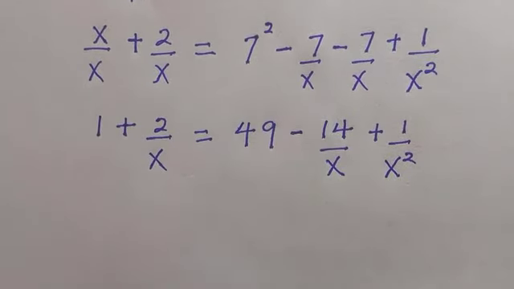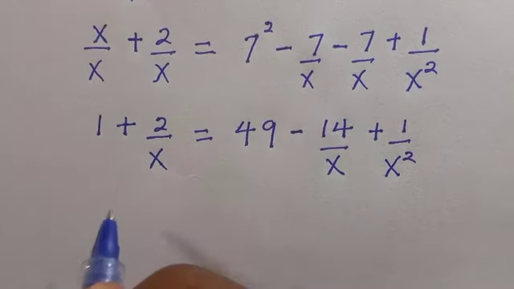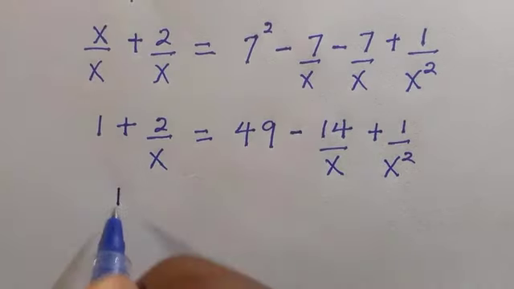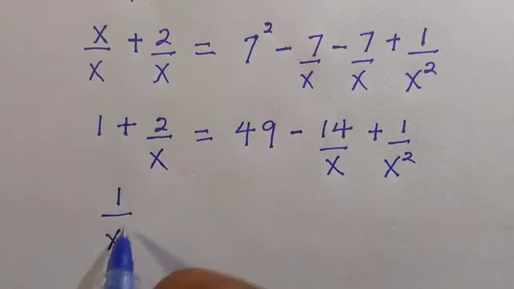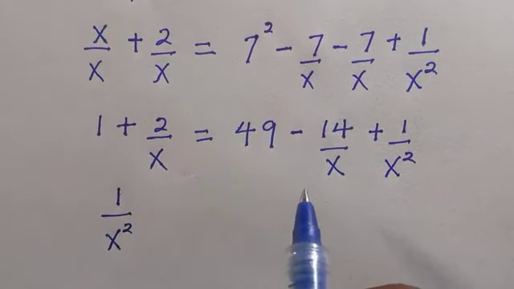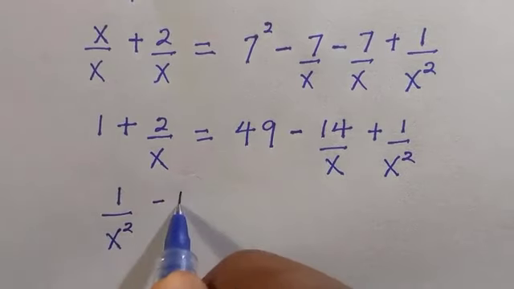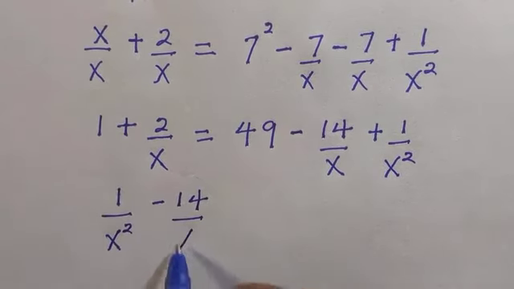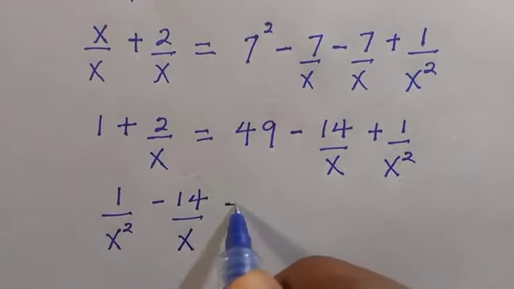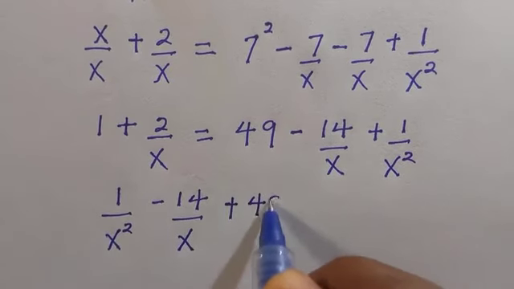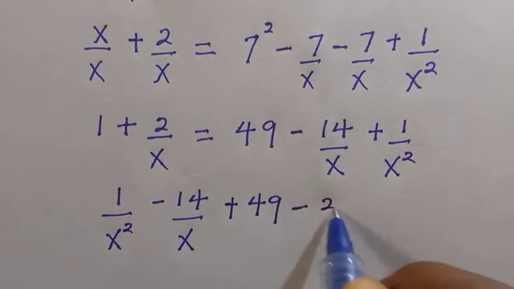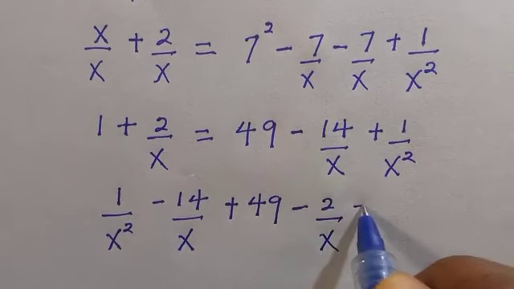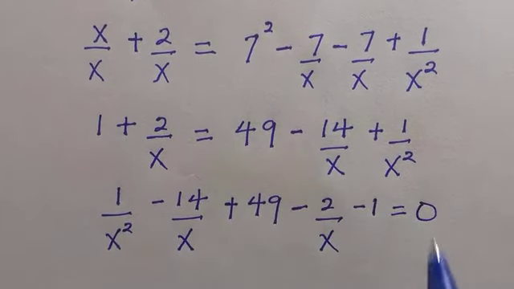So the next thing to do here is I want to take all the left hand side value to the right hand side and do the rearrangement as 1 divided by x raised to power 2. Then this one still remains minus 14 divided by x, and we have plus 49. Then by collecting all this, they change to negative, which is minus 2 over x minus 1 equals 0.